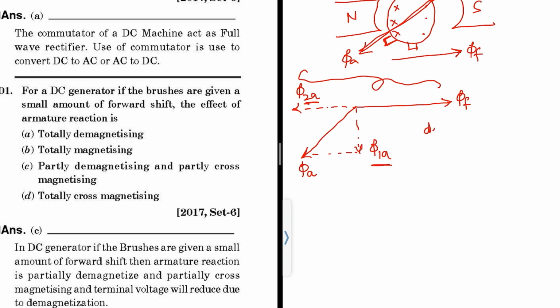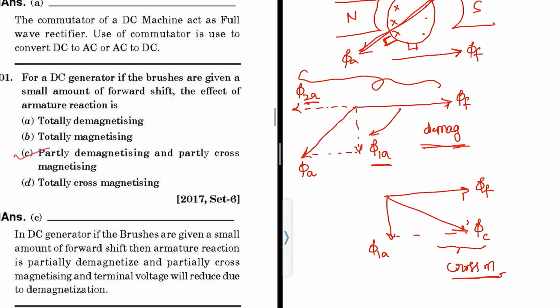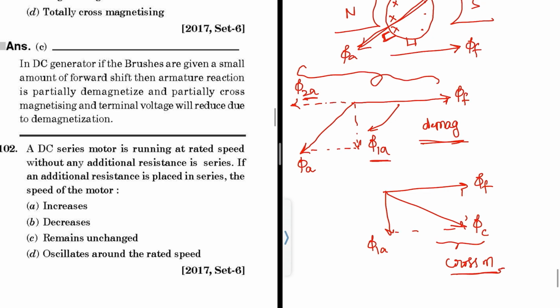So it will result in a demagnetizing effect. And if you observe phi f and phi 1a, the resultant will come like this, phi c. So it will be cross magnetizing. Due to phi 2a, the demagnetizing effect will come. Due to phi 1a, the cross magnetizing effect will come. So the answer will be partly demagnetizing and partly cross magnetizing.